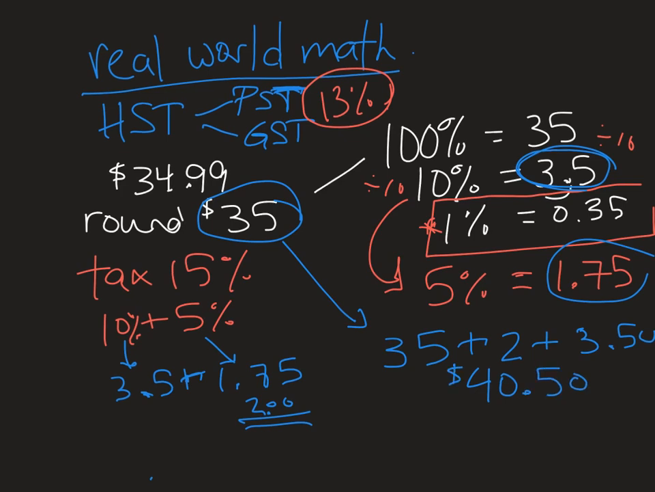So you know it's going to be less because we've done a lot of rounding up. And this is also based on 15% as opposed to 13%. But at least this way, you know that you have enough money in your pocket, right? As long as you have 40 bucks, you're good. So let's go to the next little example here.